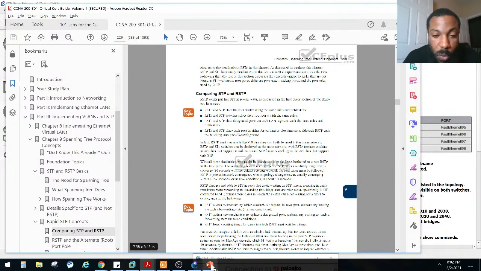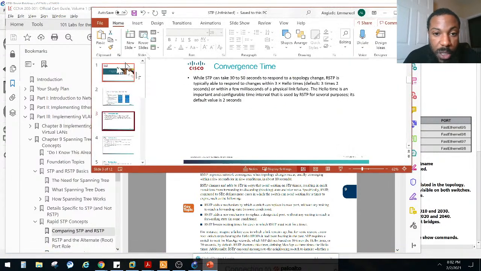While doing that research, I came to the conclusion that STP can take 30 to 50 seconds to respond to a topology change, while RSTP is typically able to respond to changes within 3 hello times. Remember, the hellos are BPDUs, Bridge Protocol Data Units. The default is 3 times 2 seconds, so hellos are sent every 2 seconds. 3 times that is 6 seconds before it could start forwarding.